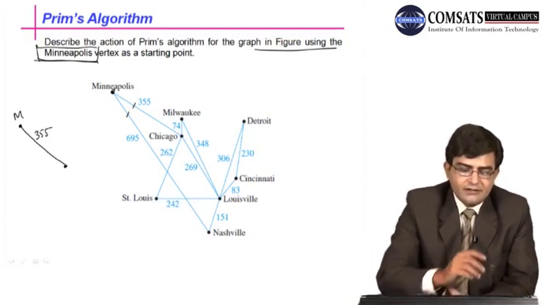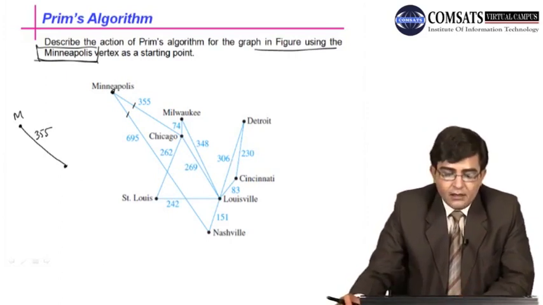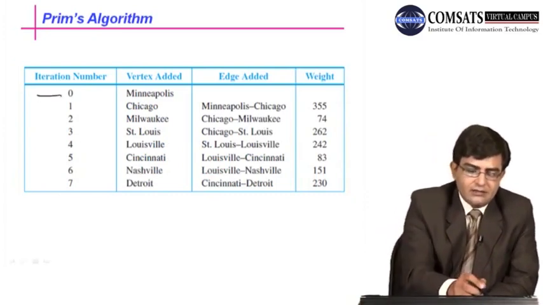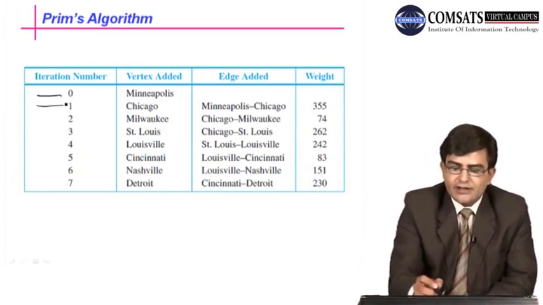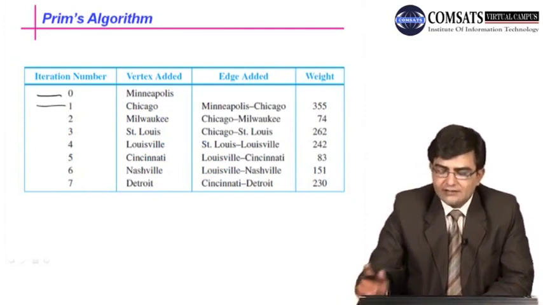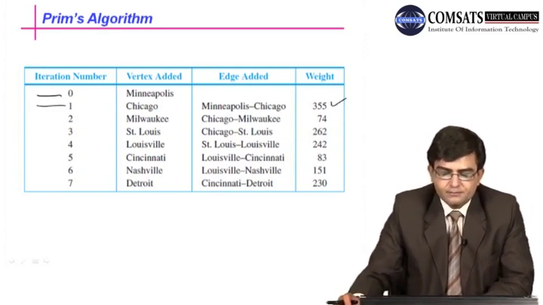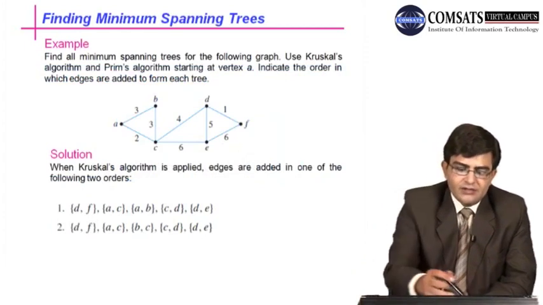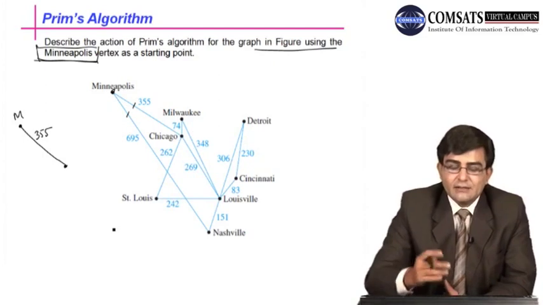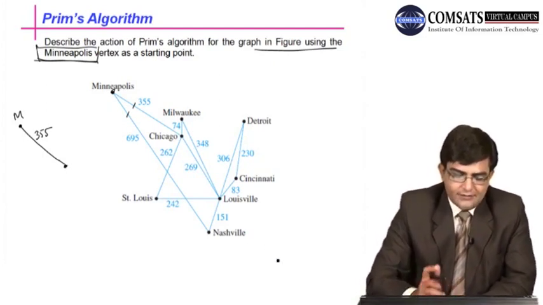Now we see both the vertices. For example, here this is basically at iteration 0, the starting point. The first iteration is we connect Minneapolis with Chicago, which has weight 355. Now we see both these vertices, and we see whether there is an edge which has minimum weight.